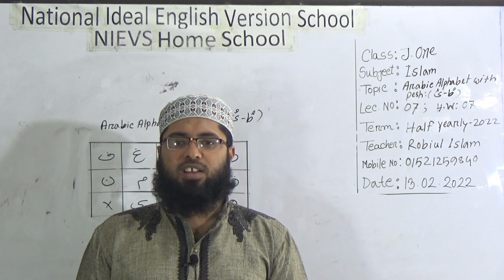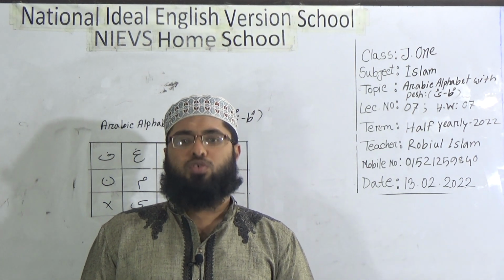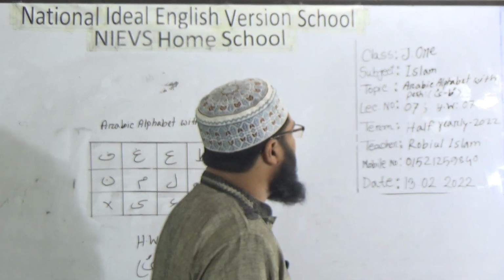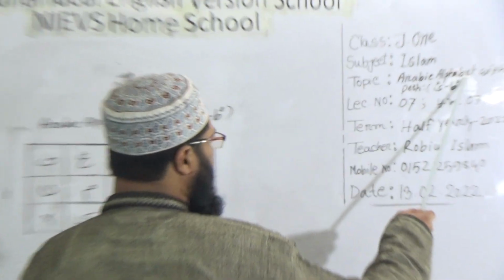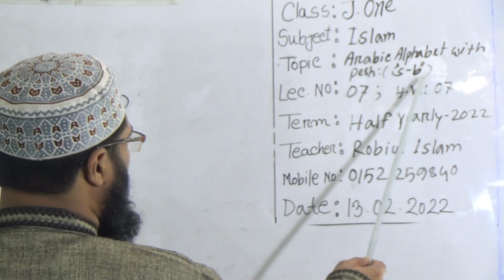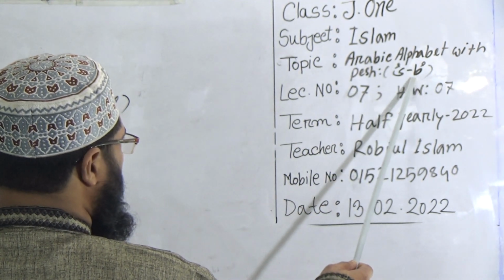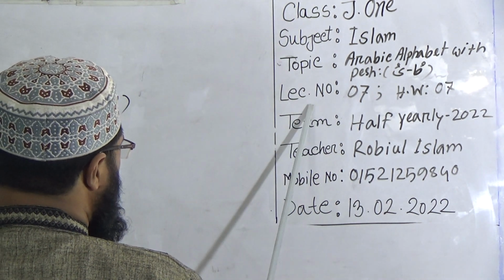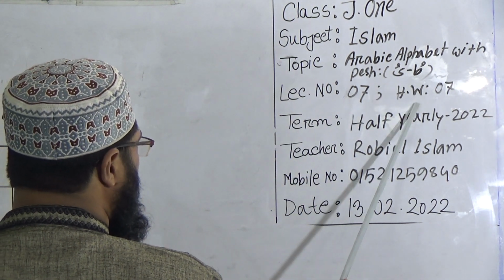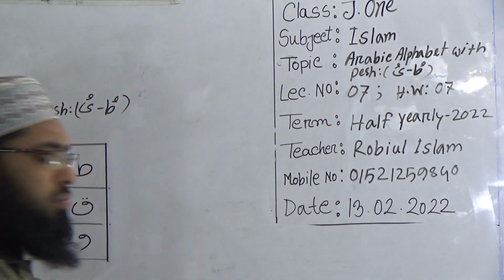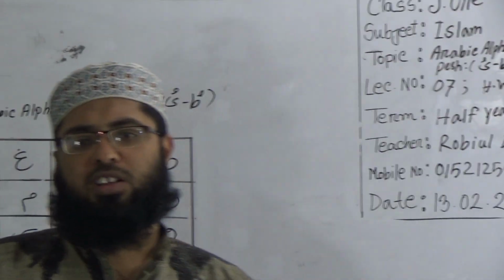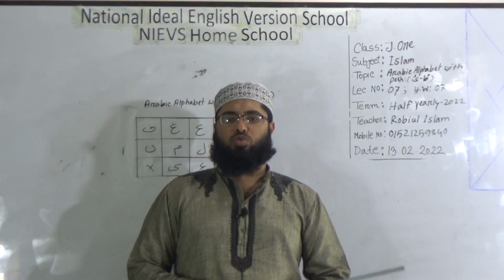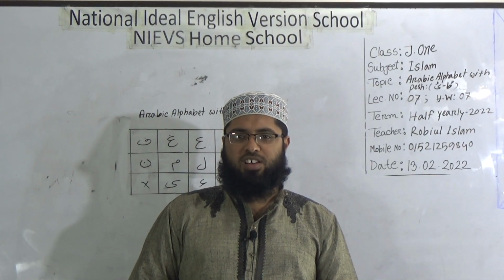Today I'm going to take an Islamic Studies class for Class Junior 1, and our today's topic is Arabic alphabet with Pesh from Ta to Ya. That means from Ta Pesh to Ya Pesh U. My dear students, today is our lecture number 7 and SW number 7. Inshallah, today we will learn Arabic alphabet with Pesh from Ta to Ya. So my dear students, let's start.